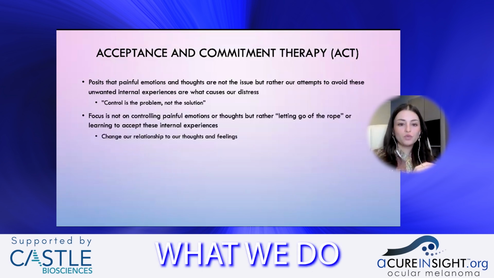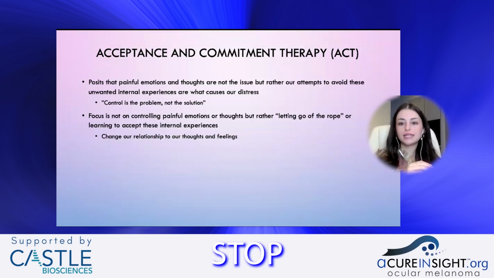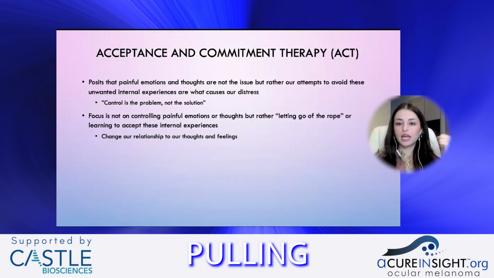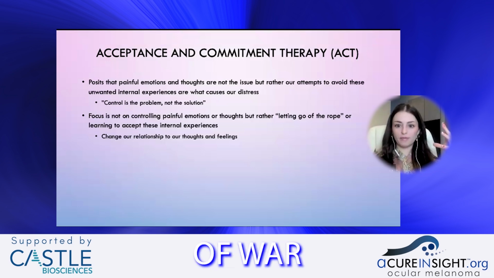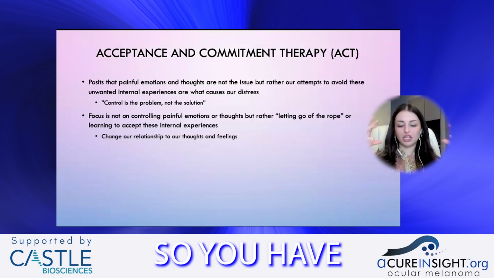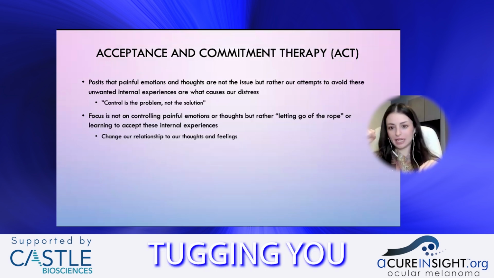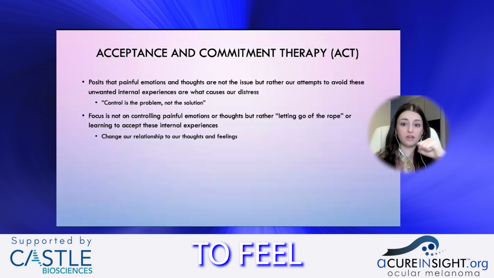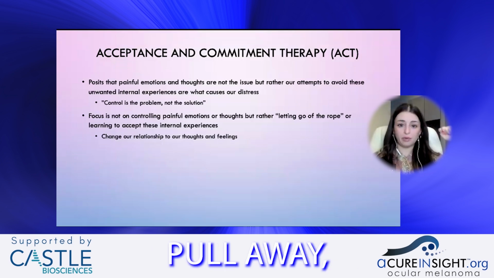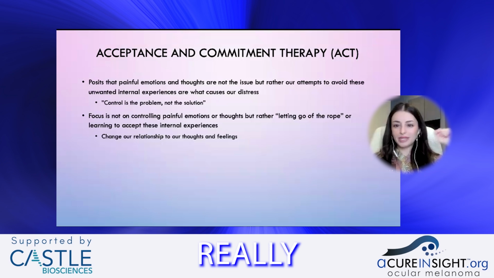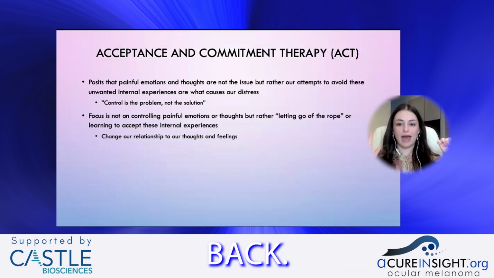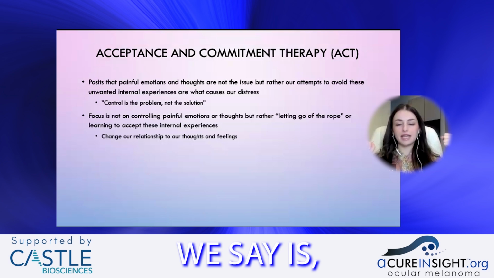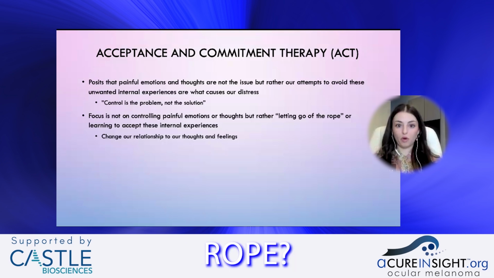So with ACT, what we do is we stop pulling on the rope. So what I mean by that is imagine a tug of war between you and your brain, right? So you have the painful thoughts and emotions tugging you, and you're like, no, I don't want to feel or think about these things. So you try and pull away. But you're never really successful, right? Because those painful emotions and thoughts still come back. They come rushing back. So with ACT, what we say is, can we learn to just drop that rope?